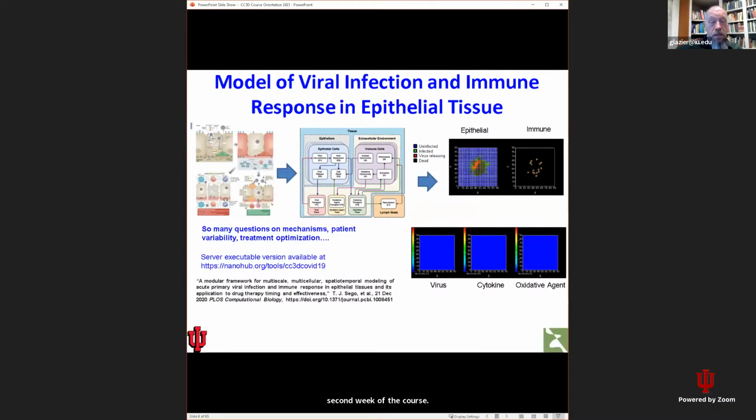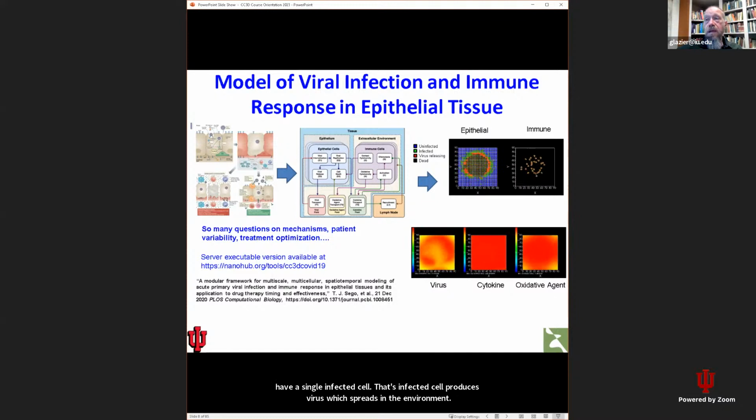Back in 2020, the students were interested in modeling viral infection and immune response. This was a paper that originally started out as a student project. In this, we have a simulation of a patch of lung tissue. You have a single infected cell. That infected cell produces virus, which spreads in the environment, infecting other cells. The cells send out immune signals, cytokines, that call in immune cell responses, which kill the infected cells.